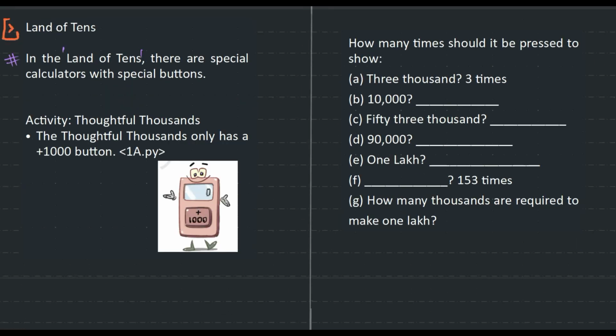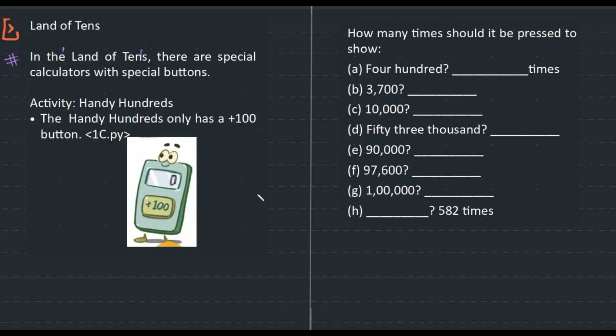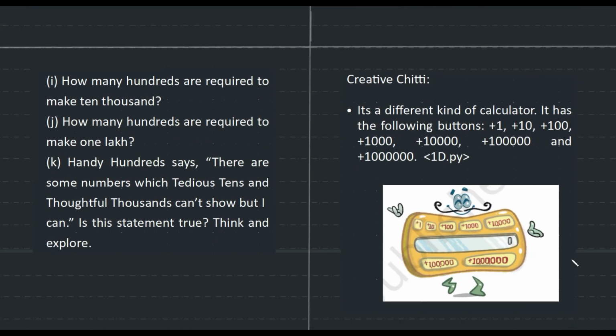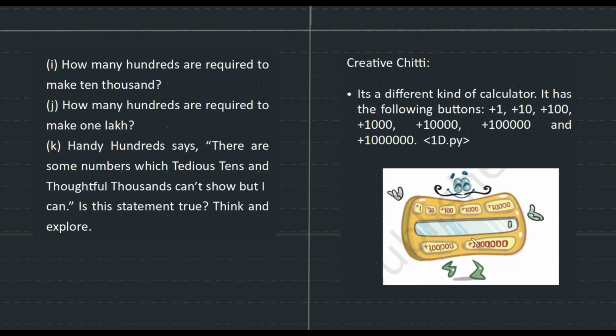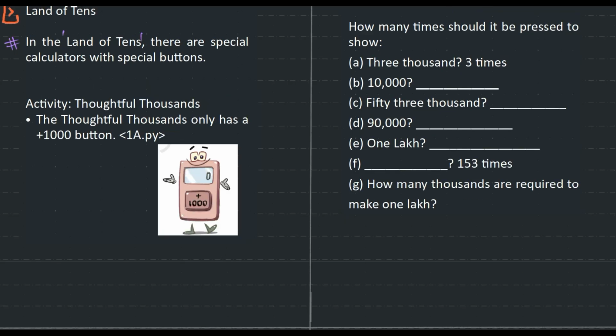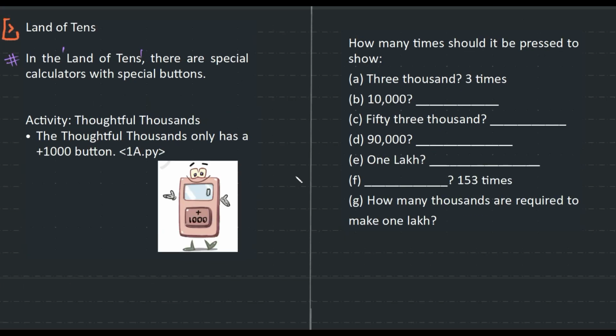Similarly, we have, I think over here, Chotu 100, and we have Mr. a lot of buttons. He's known as Creative Chitti, right? Okay. So with the help of them, we're going to learn something that is very useful. So let's start off with Mr. Thoughtful 1000. Let's look at it.